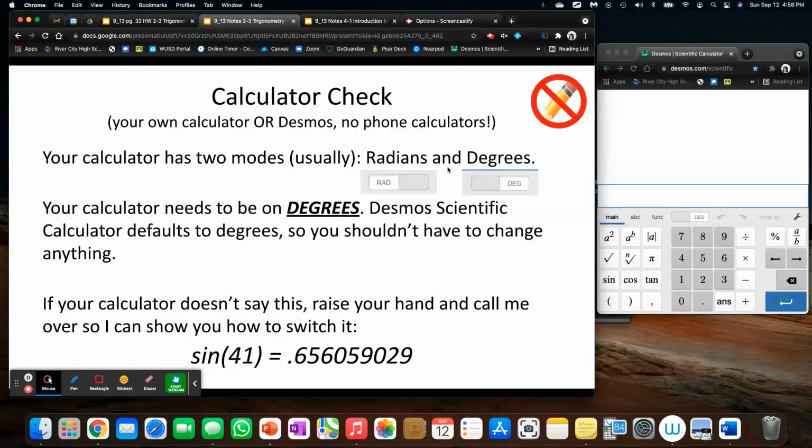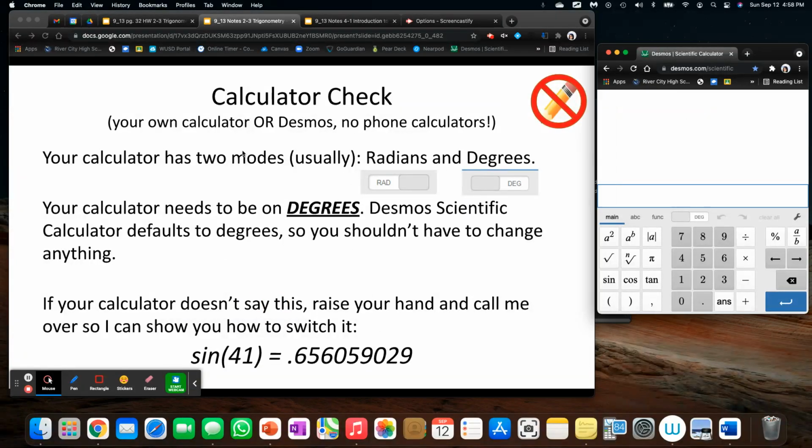Okay, so real quick, when we're using our calculator, we need to make sure that our calculator is in the correct mode. So our calculator has two modes, radians and degrees. In order to use trig with degrees, we need to make sure our calculator is labeled in degrees. So we can switch here between radians and degrees. Desmos defaults to degrees, so you shouldn't have to do anything. But if your calculator is in radians, you'll know.